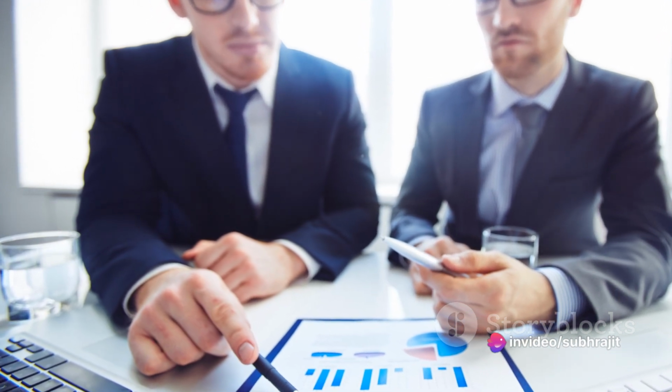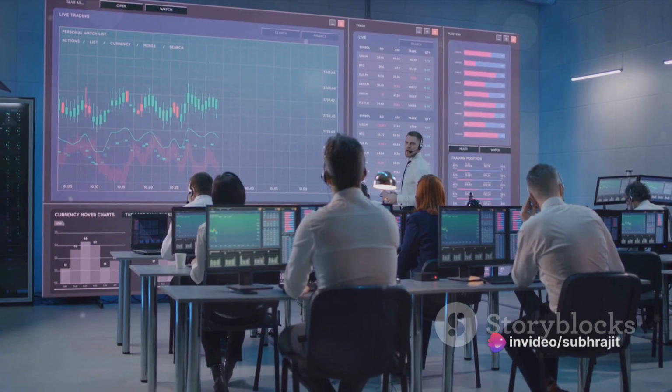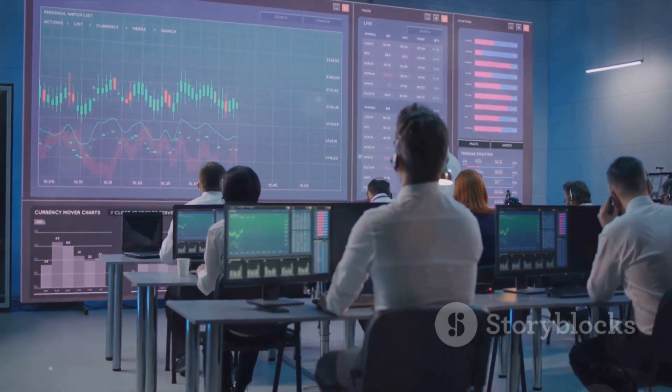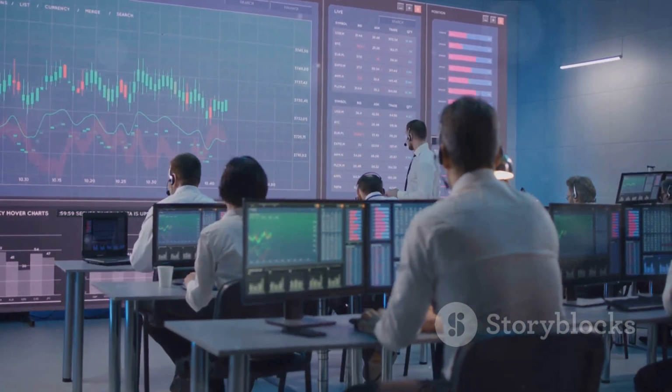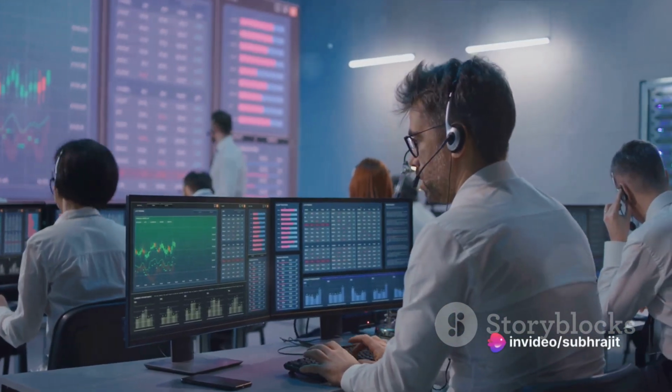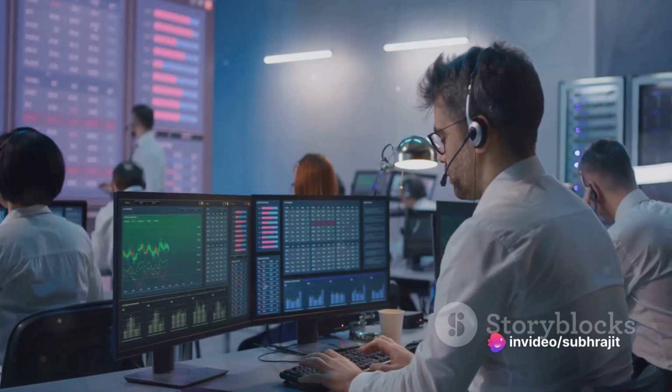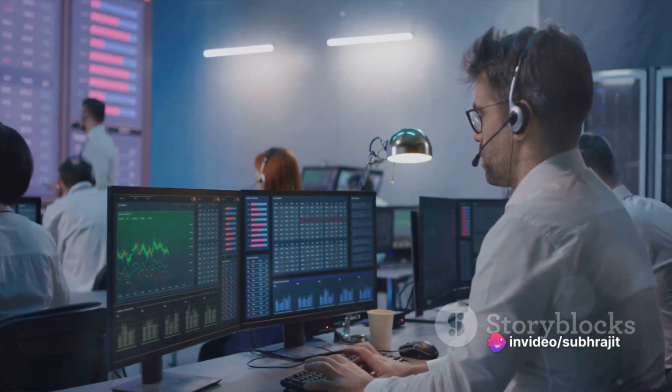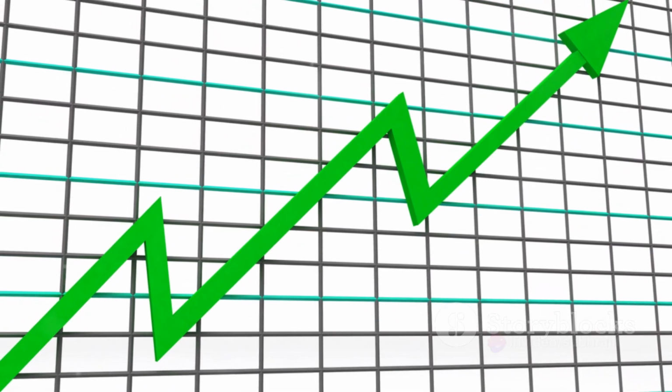VWAP, or volume-weighted average price, is a trading benchmark used by traders that gives the average price a security has traded at throughout the day, based on both volume and price. It's important because it provides traders with insight into both the trend and value of a security.